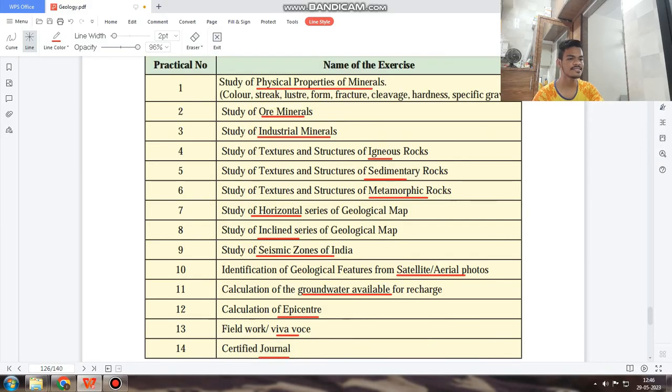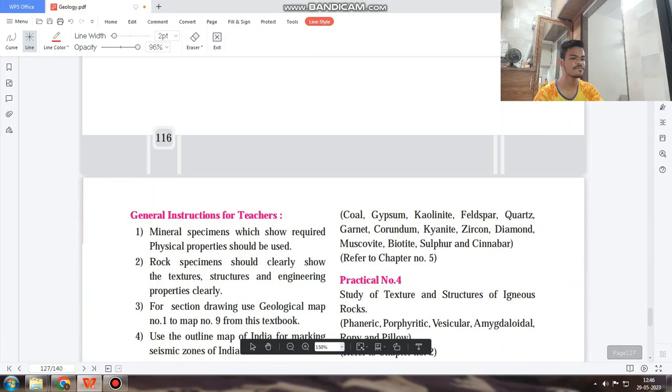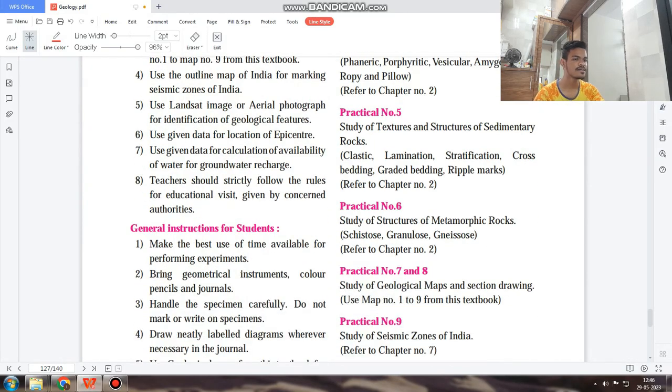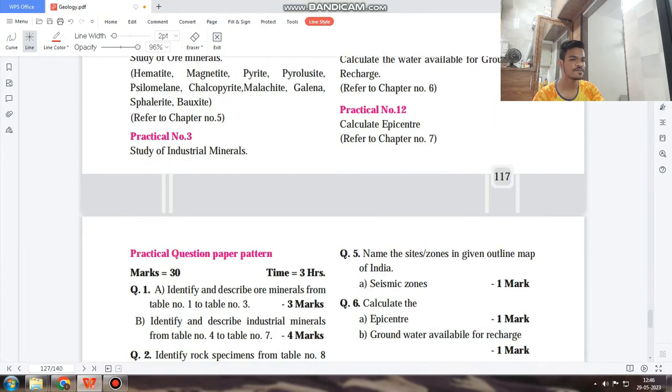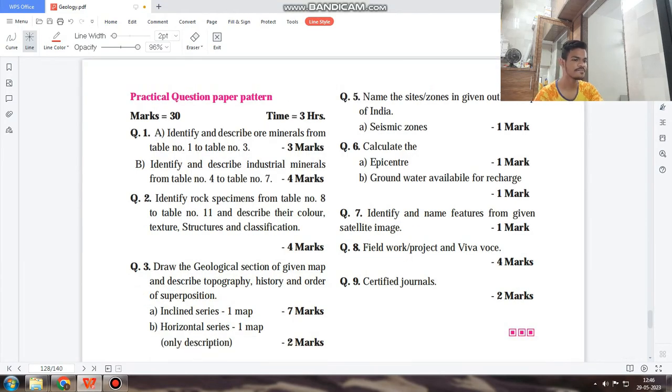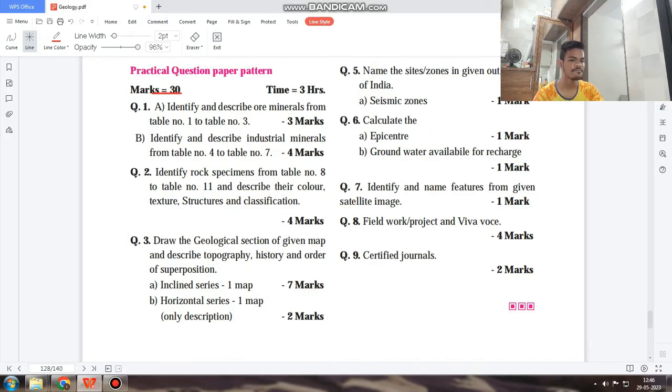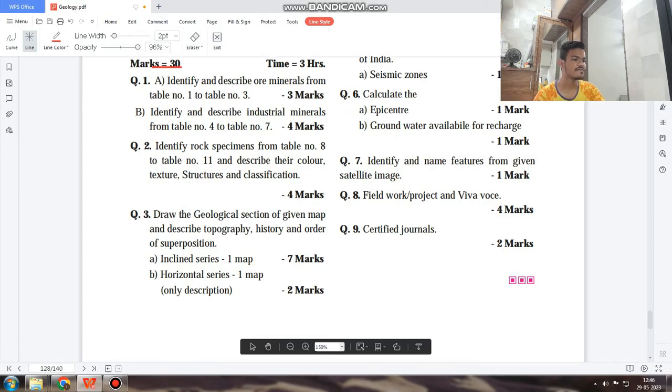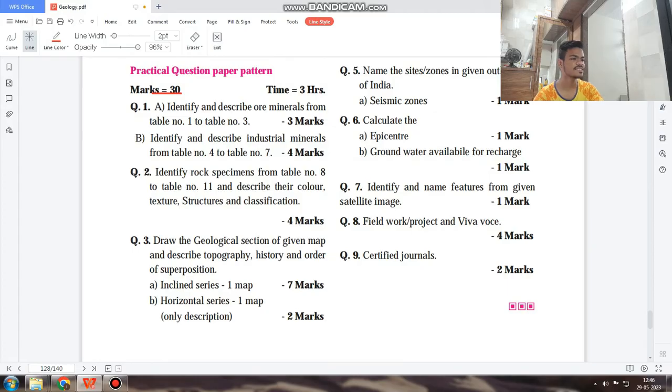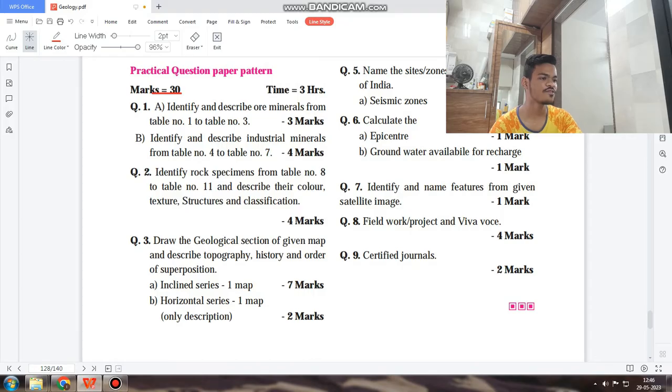The next thing is for practicals. You can see different practicals as they are done, and this is the question paper, your 30 marks question paper. You can see ore minerals, industrial minerals, rocks, map, 7 marks, 9 marks for map, 1 mark for seismic zones, epicenter and groundwater. Imagery is for 1 mark. Viva is for 4 marks and certified journal is for 2 marks. This consists of 30. So 70 theory, 30 practical, so total 100 marks.